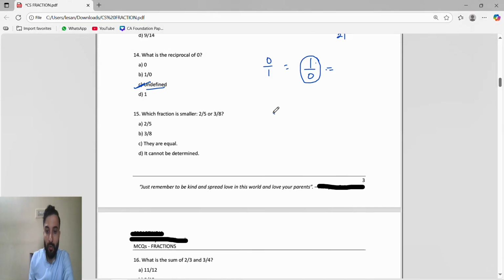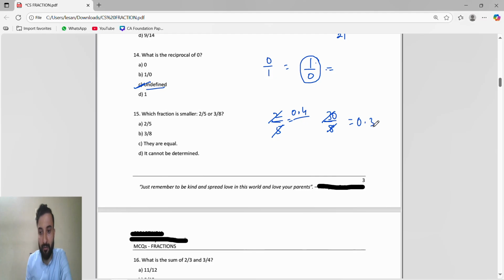Which fraction is smaller guys? Which fraction is smaller? So 2 by 5 or 3 by 8. So let's see. 2 means it will not get cancelled, so I will use 0. 0 point means 20, so 5 for the 20. Okay, 0.4. This means point I will use, it will become 30, so 8 3 the 24. It is coming 0.4, it is 0.3. So which fraction is smaller? This 0.3. 0.3 means 3 by 8 is smaller.